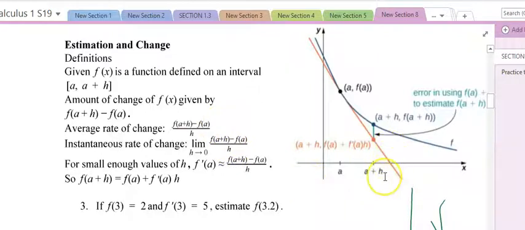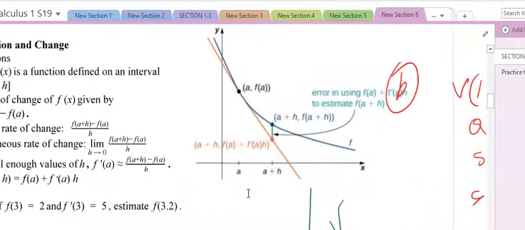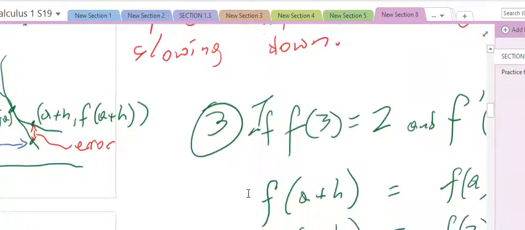So what we're going to do then is apply this to some problems, regular graphing problems, then population problems. So if f of 3 is equal to 2 and f prime of 3 is equal to 5, you want to estimate f of 3.2. That is just going from 3 to 3.2. Knowing the value at f of 3, what is the rate of change at 3, what is the tangent line at 3? So let's look at that and see how that plays out.